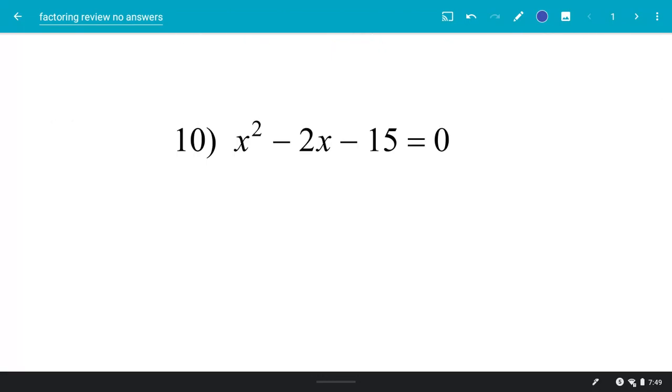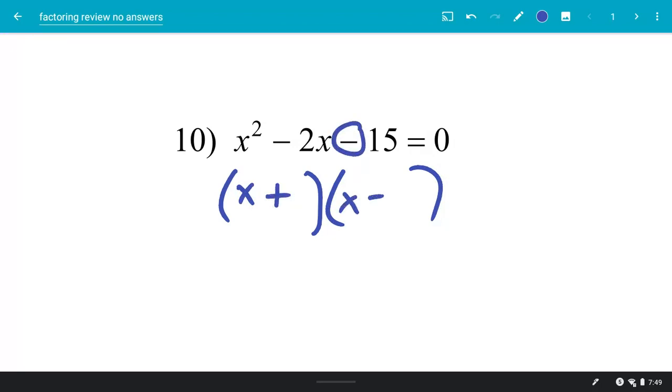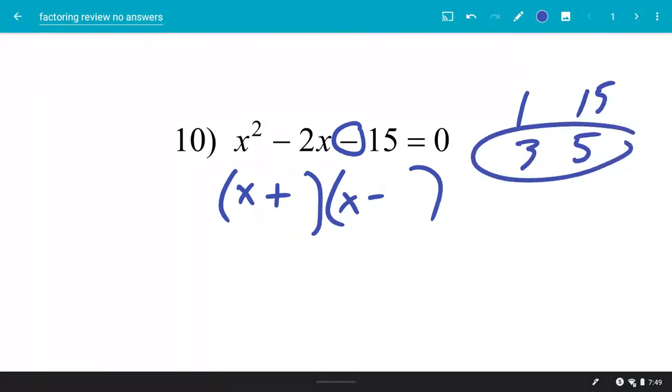Number 10, no GCF, no leading coefficient. X in each. Signs are opposite, plus and minus. 1 and 15, 3 and 5. Which of those come together to get me a 2? The larger number gets the sign from the middle.